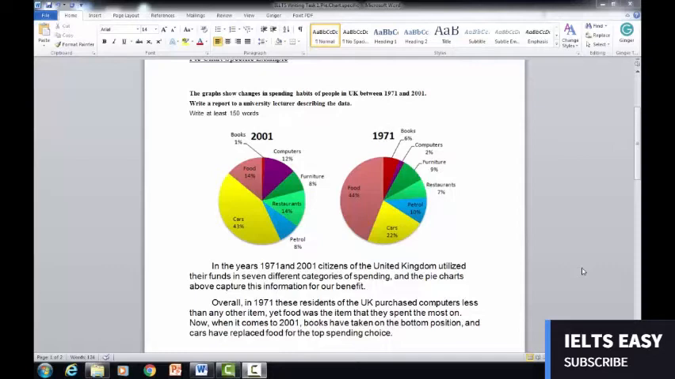Okay? So, as we're looking at this, we can go ahead and break this into 2 parts. I'm really a big proponent of breaking things down into categories. Some students will say, well, I'm going to just talk about 1971 in one paragraph, and I'm going to talk about 2001 in another paragraph. You can do that, but that's not really the best way to go about doing it.